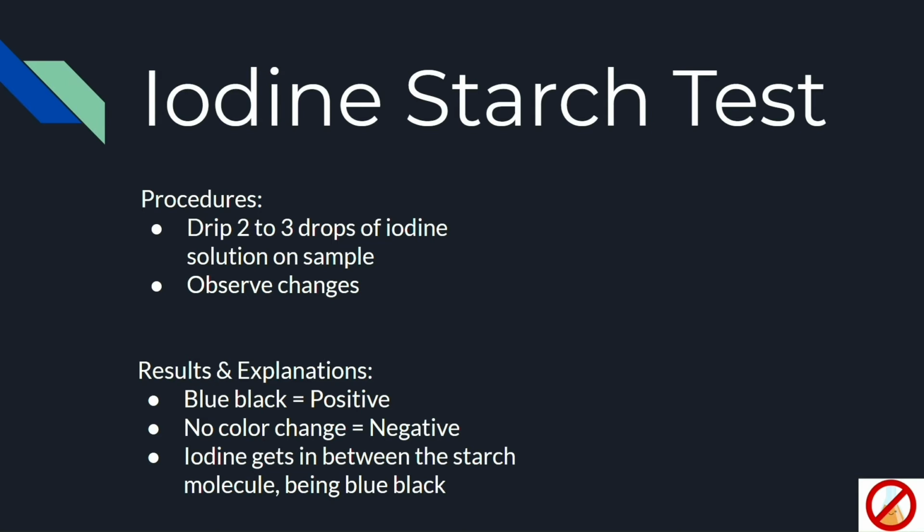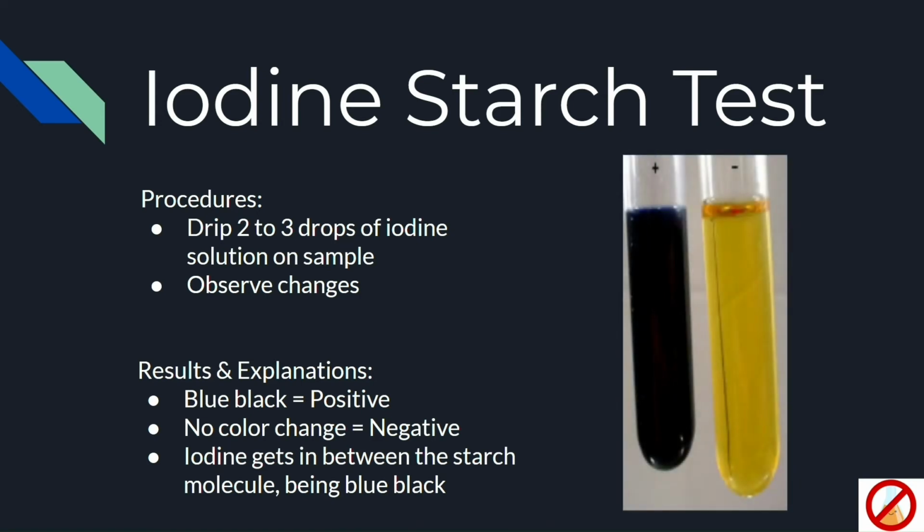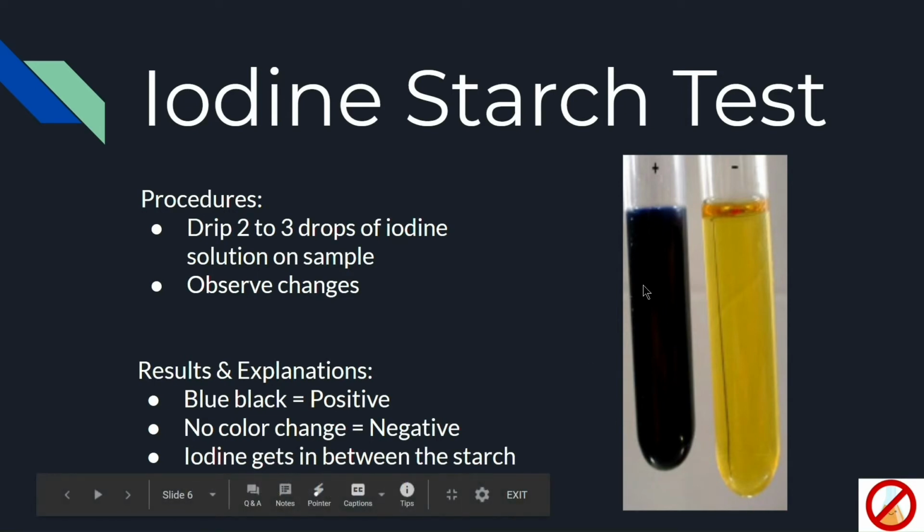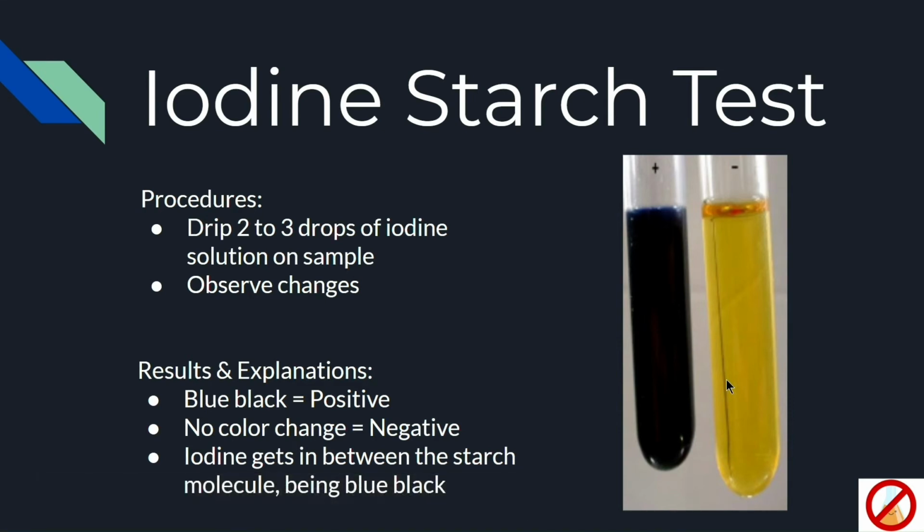The reason why is because when we have starch, if you remember from the previous slides, starch has this sort of coiling shape. Iodine gets in between the coiling chains and therefore turns it blue-black. So it looks something like this. If something contains starch, it's going to look blue-black. Whereas if it doesn't, it's just going to remain its original color of iodine solution, which is around yellow-brown.